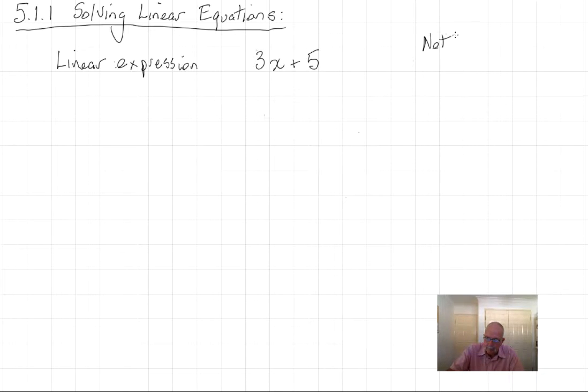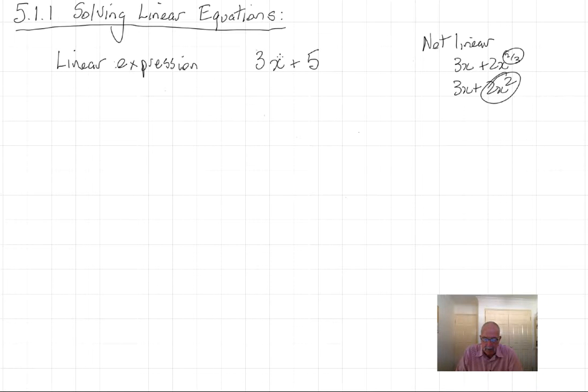Not linear is when you've got fractional indexes. So if you had 3x plus 2x to the 2/3, that's not linear because powers of x, for a linear equation, have to be whole numbers, and this is not a whole number. 3x plus 2x squared, that's not linear because the highest power of x here is 2. So a linear expression is where the highest integer power is equal to 1.